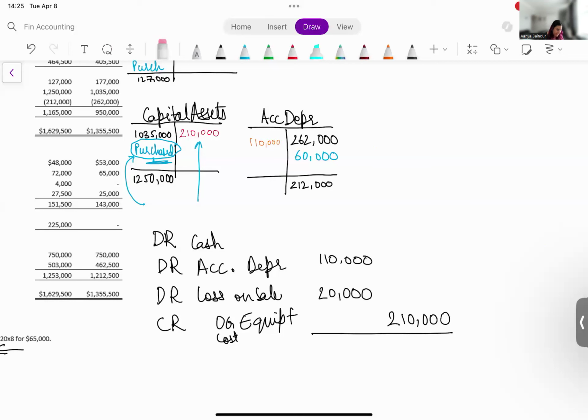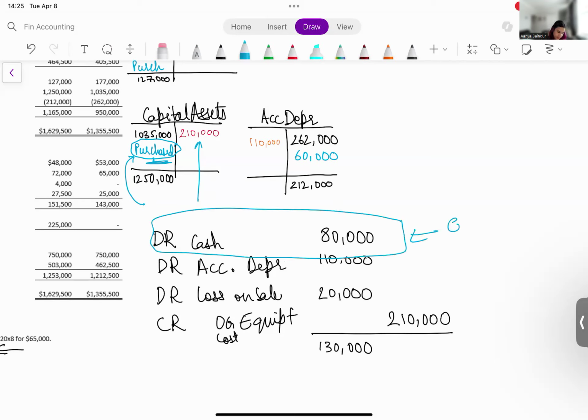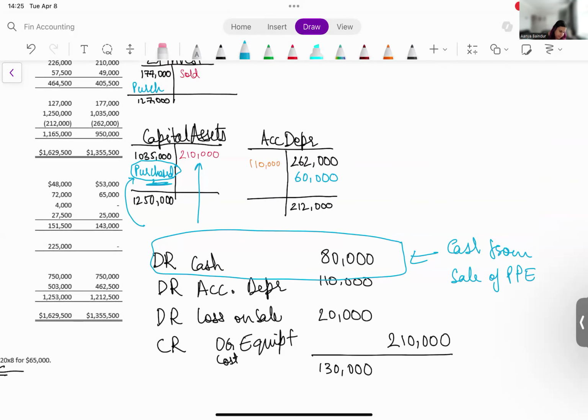So our debits add up to 110,000 plus 20,000, which is 130,000, which gives us a difference of 80,000. So this 80,000 is the cash that's involved. This is the cash that we got, cash from sale of PPE. Also, the cash from purchase of PPE, which is this missing value here.